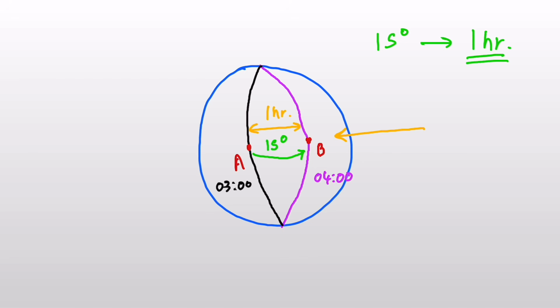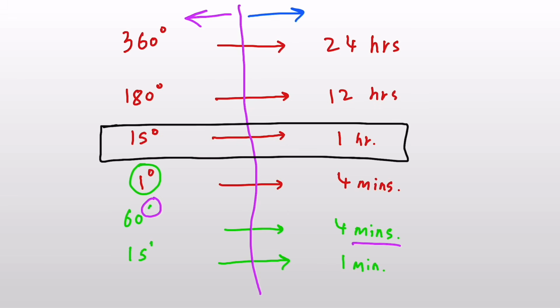All this is very easy if you try and understand it slowly. So we saw that the Earth was rotating 360 degrees in 24 hours.